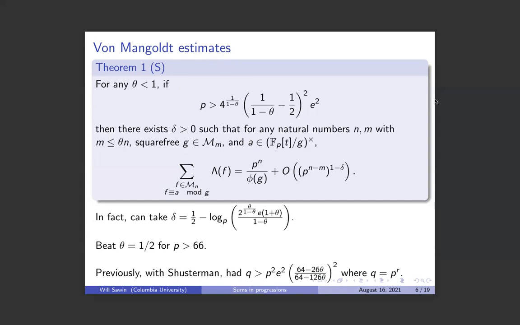Yes, exactly. So that is exactly the condition to make delta positive. P satisfies this inequality if and only if this delta is positive. So the method gives you an estimate, which is a power savings estimate if P is greater than this range, and is a power loss estimate if P is less than that range. And I just don't write down that estimate because it's totally useless to have an estimate here with a power loss.